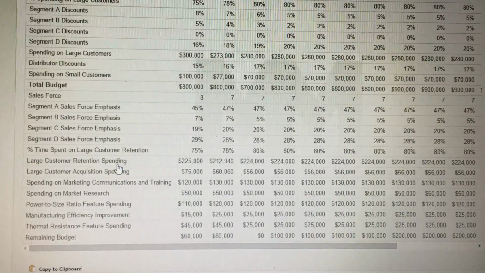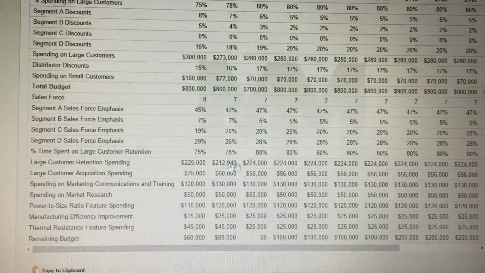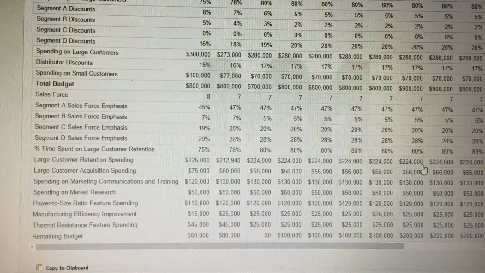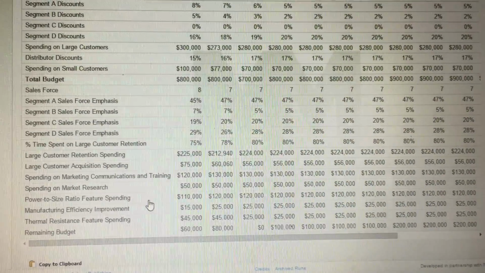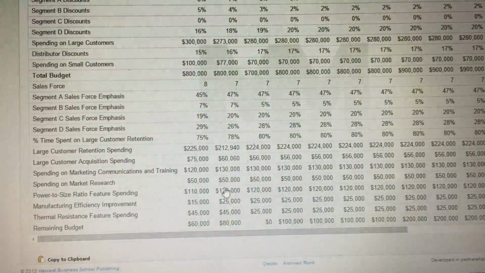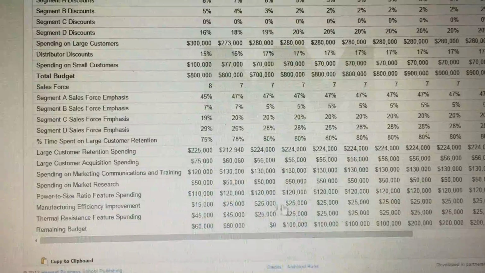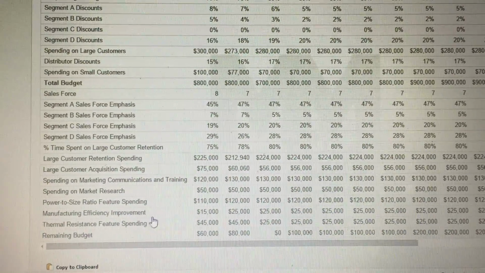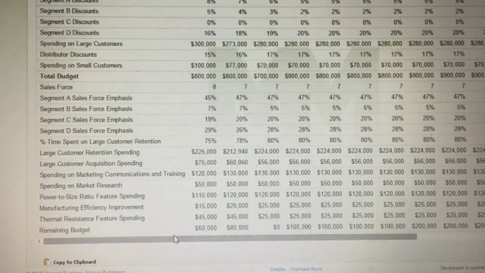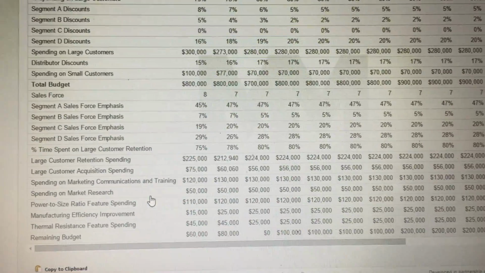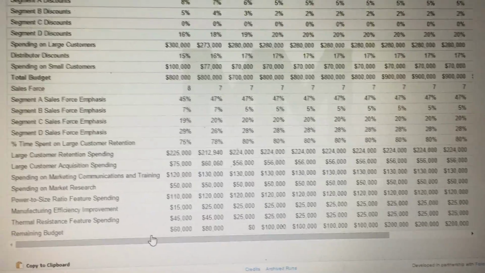I spent more money on large customer retention spending than acquisition. I spent in the 200,000s for the retention and around 75 to 50 for the acquisition. Power to size ratio, I kept around 110 to 120,000. And then manufacturing efficiency improvement I kept around 15 to 25. Thermal resistant, I did not pay that much attention to, starting out at 45,000 and then dropping down to 25,000.